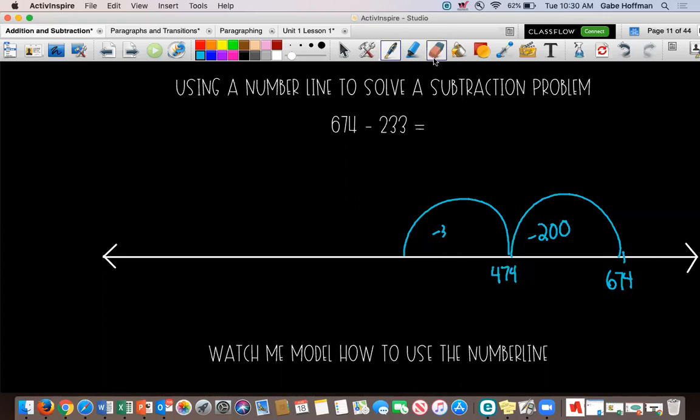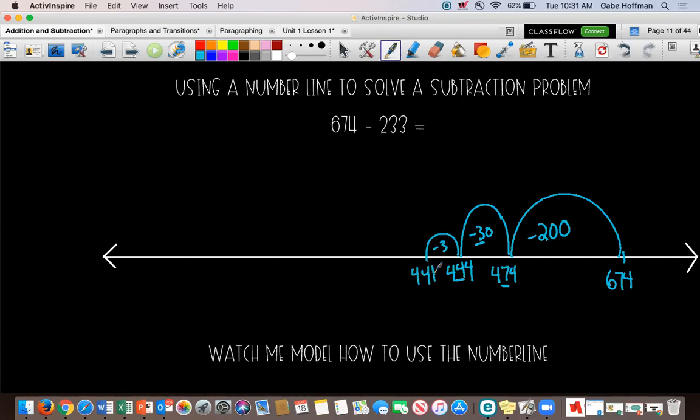Actually, I need to change that. That jump's way too big based on my 200. Then I can go back 30, right, and get to 444 because I have a 7 in the tens place and I'm subtracting 3 tens, so now I have a 4 in the tens place. Then I can go back my 3 ones and get to 441, right?